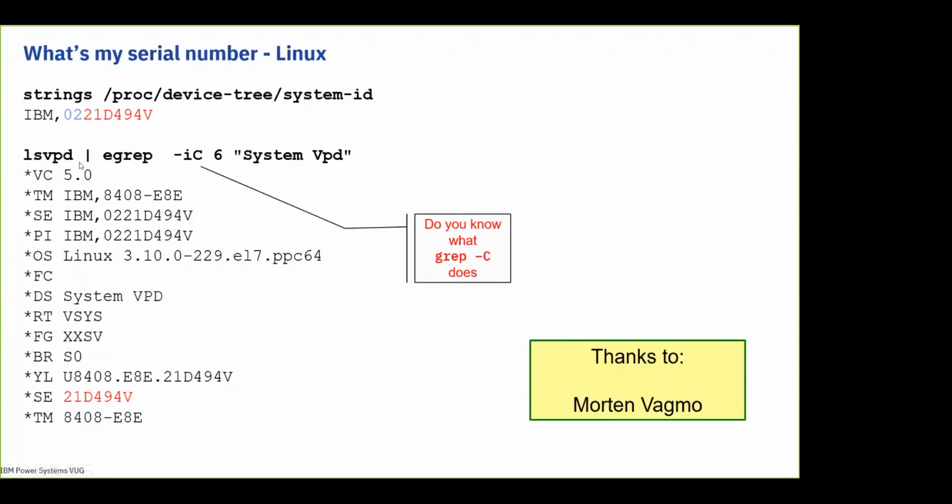You've also got things like lsvpd. Now you have to be root to run lsvpd on Linux. This came from a guy called Morten Dagmo, who's a great IBM colleague in Norway. I'm also pointing out here the -C option. If you don't know what a capital C does on grep, it's very useful. It gives you context. What we looked for here was system VPD, which is this line here, and the C6 says give me 6 lines, so it's giving me 6 lines each side of it. That's useful because it shows me down here I've actually got the SE, because if I look for SE, there's SEs all over the place. But notice how they are actually the same. So it should find you the serial number of the machine.